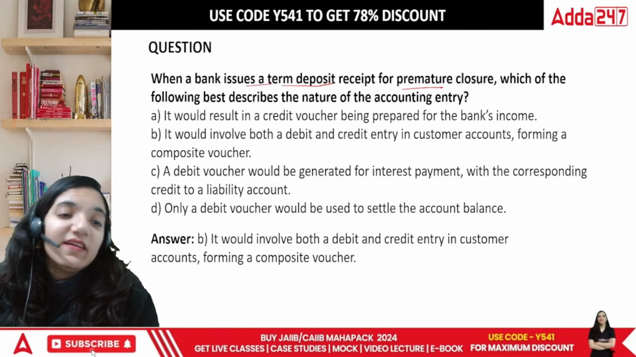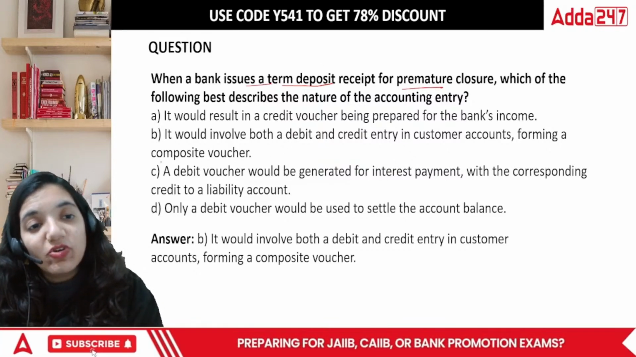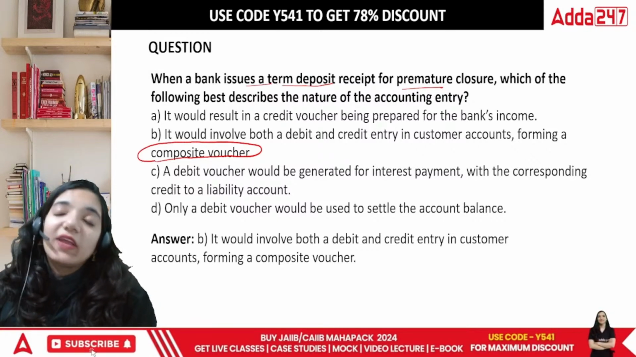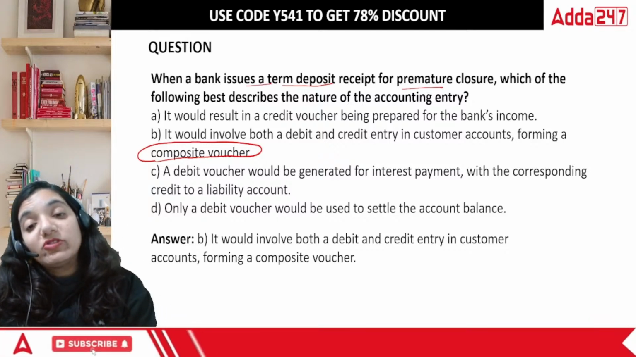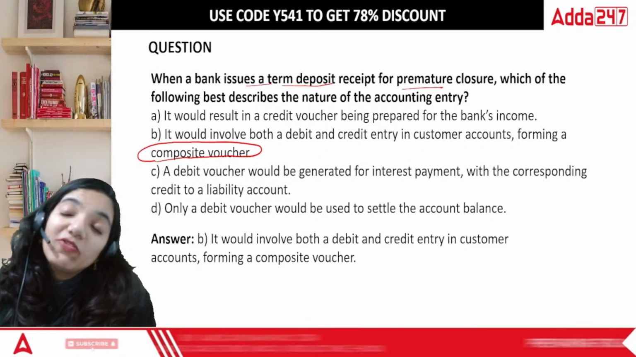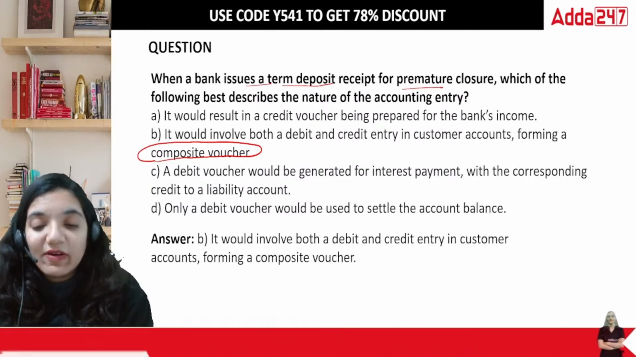If any specific voucher has both these aspects, it is called a composite voucher. You cannot just purely focus on a debit or a credit voucher. Both of these have to be considered. And if there is a particular voucher which includes both areas, it's called your composite voucher.